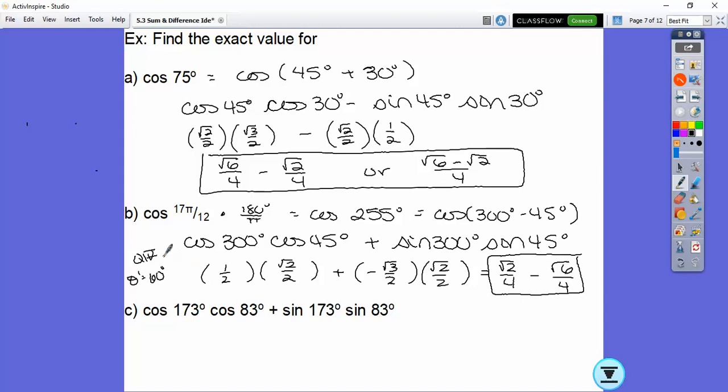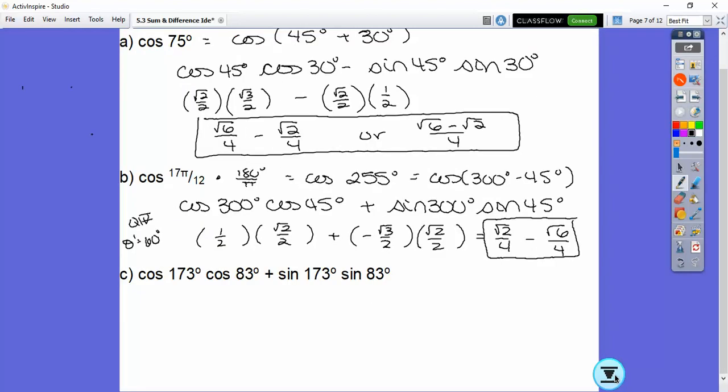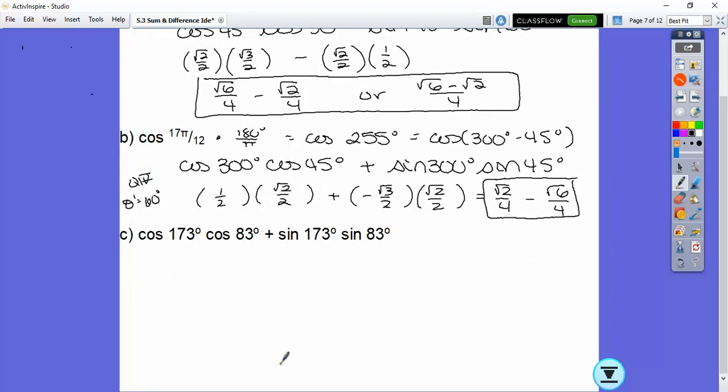Is that okay? So this unit circle stuff hasn't gone away. We haven't used it in a couple weeks, but it's still there. We still need to know those values. Since it is a common denominator, can we just do radical 2 minus radical 6 over 4? Absolutely.